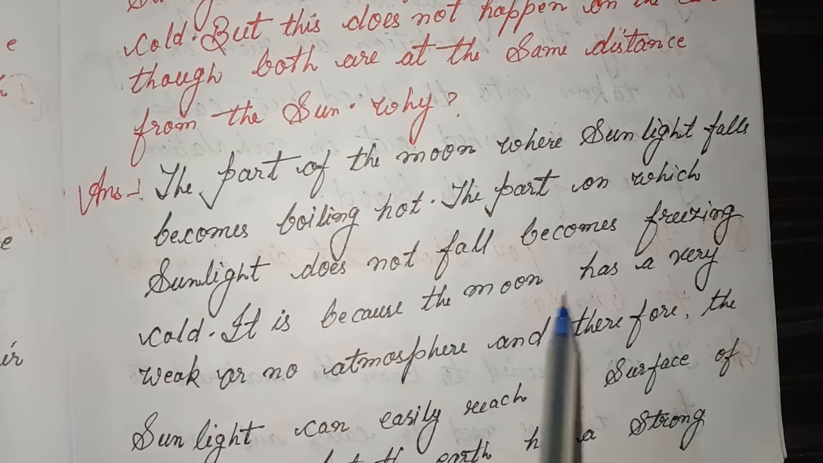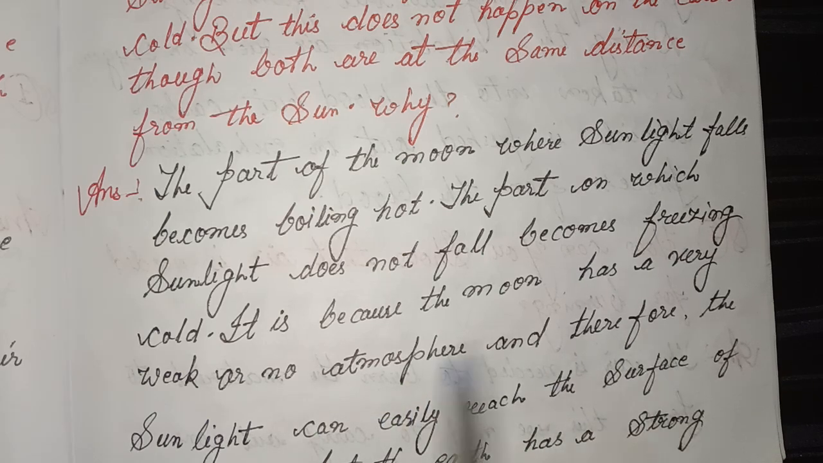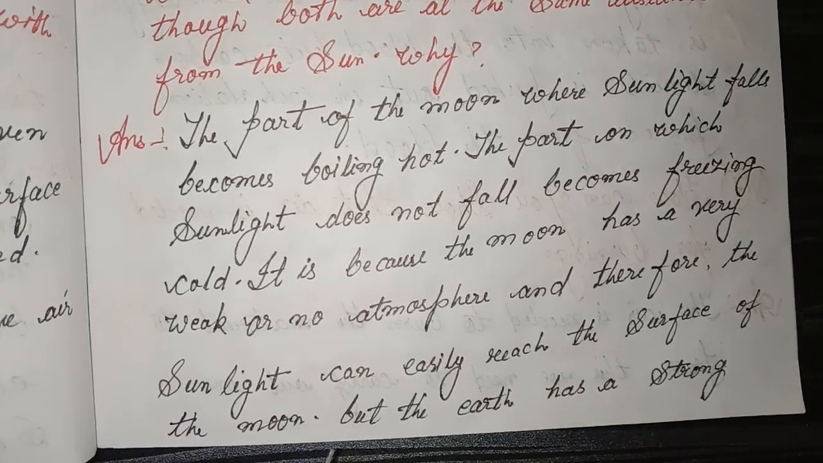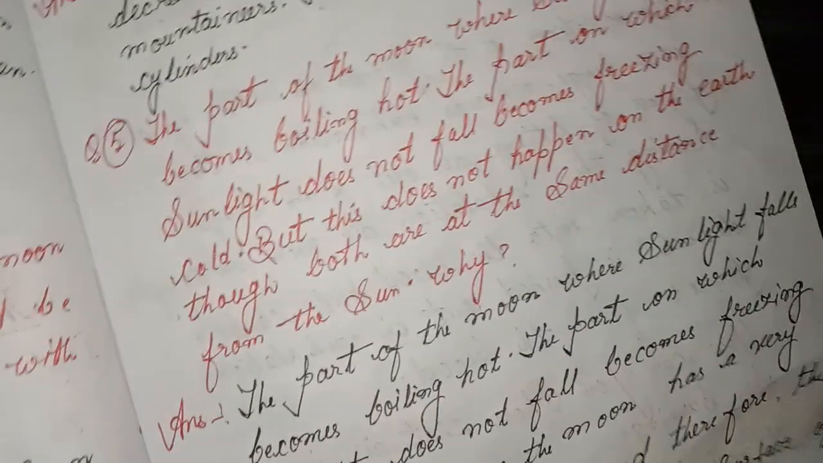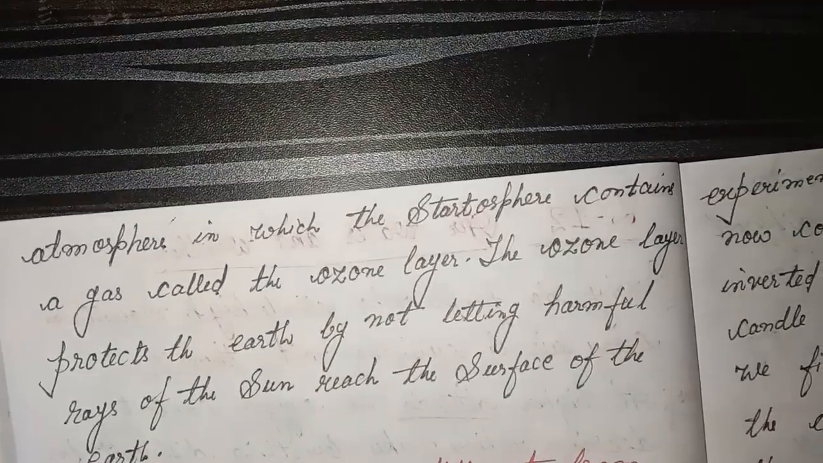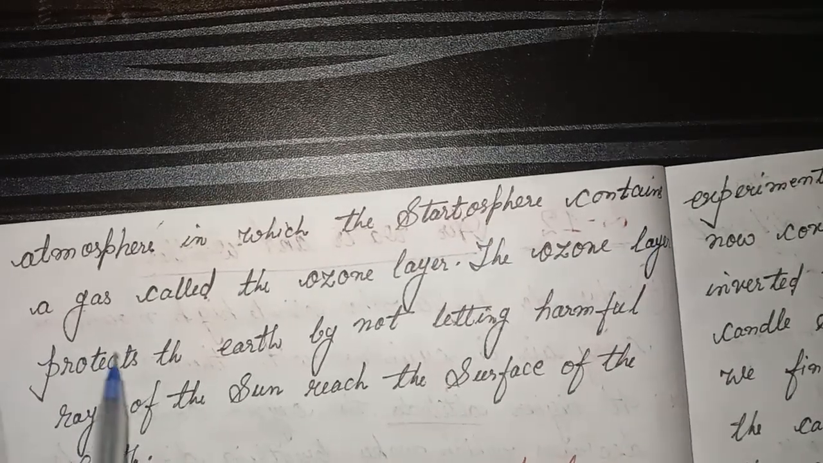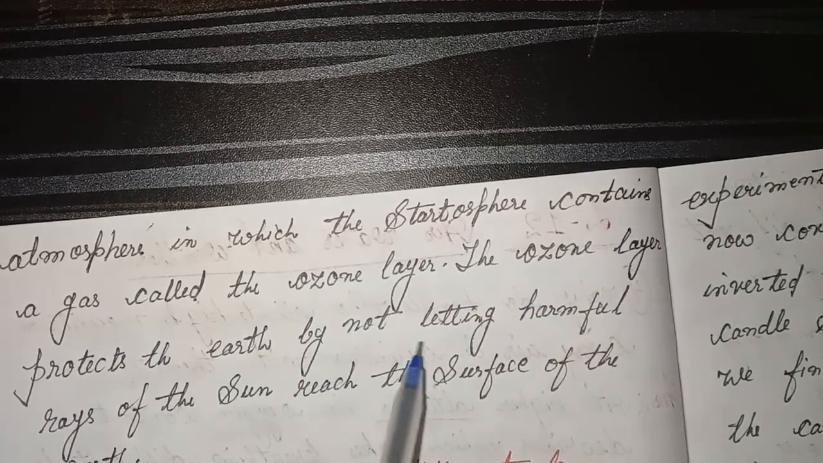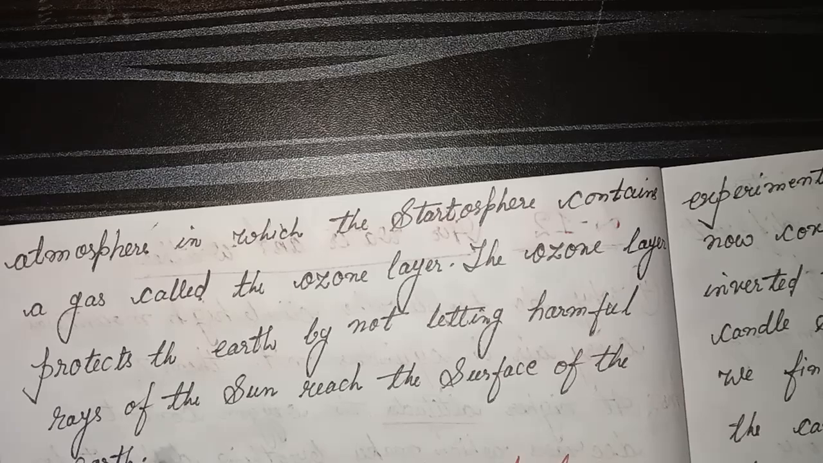It is because the moon has a very weak or no atmosphere, and therefore the sunlight can easily reach the surface of the moon, but the earth has a strong atmosphere in which the stratosphere contains a gas called the ozone layer. The ozone layer protects the earth by not letting harmful rays of the sun reach the surface of the earth.